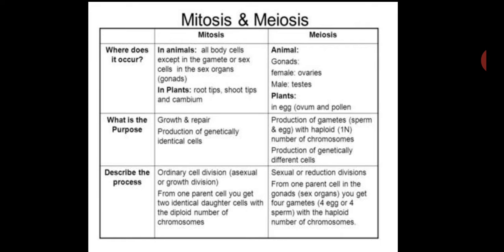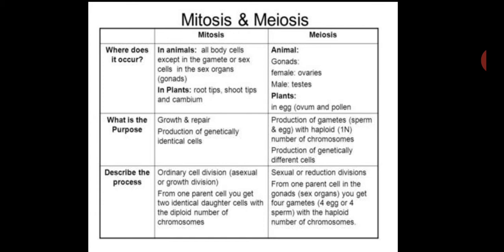Mitosis occurs for growth in animals and plants. In all organisms, growth is achieved by mitosis. Growth in the sense of increasing in number. Increasing in volume is not actual growth. Increase in the number is considered actual growth. So mitosis is responsible for growth and repair.